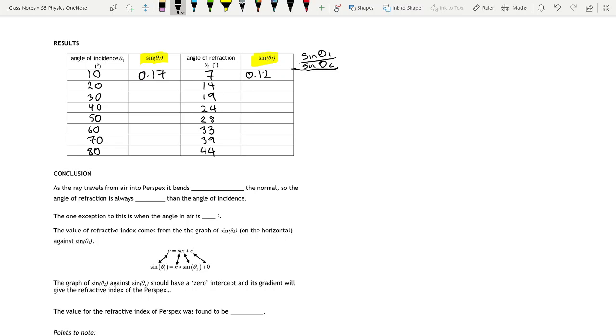Okay, then what you need to do is that final column I have added in is sine theta 1 over sine theta 2. So sine theta 1 divided by sine theta 2. And so that's going to be 0.17 divided by 0.12, which is 1.42. So I'm going to pause the video there, and I want you guys to then fill in the sine thetas and the sine theta 1 over sine theta 2. So I'm going to stop the video and then we'll compare our results later.